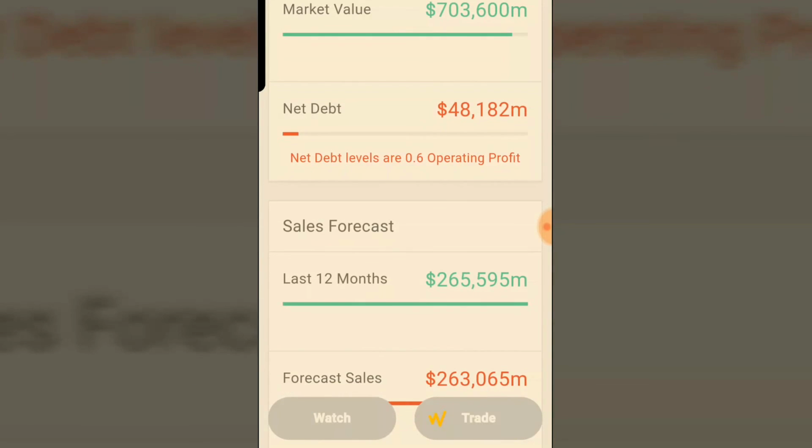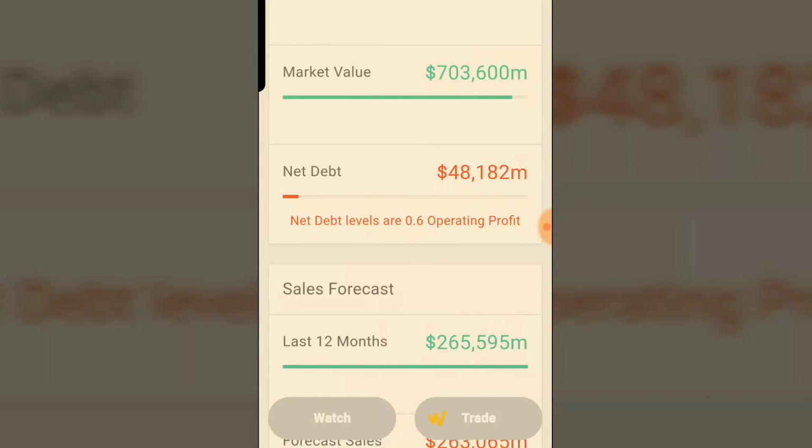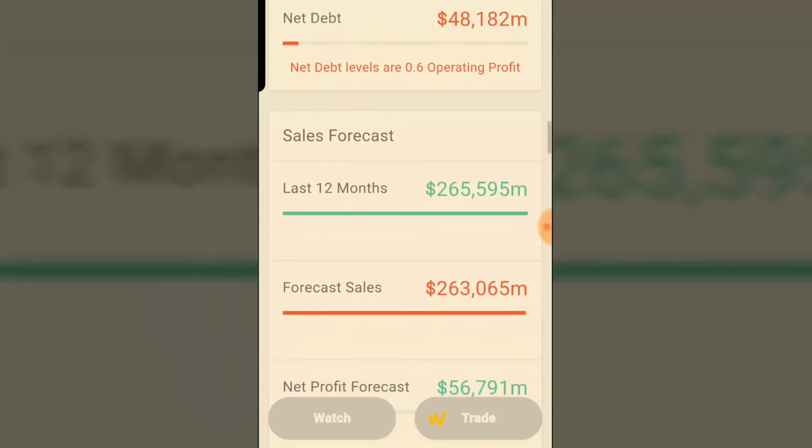Apple is also 48 million in debt. Less than 1%.